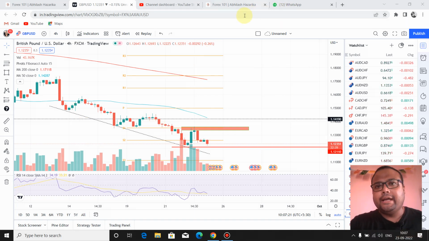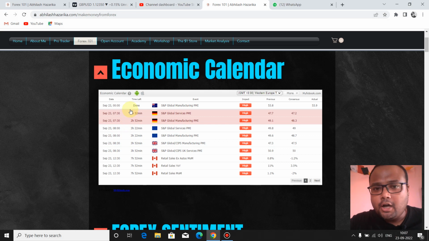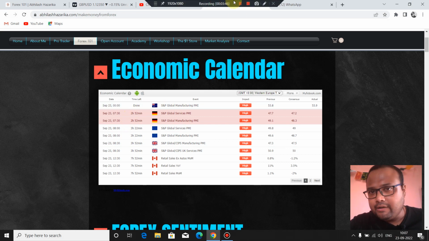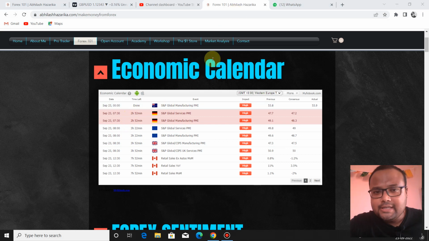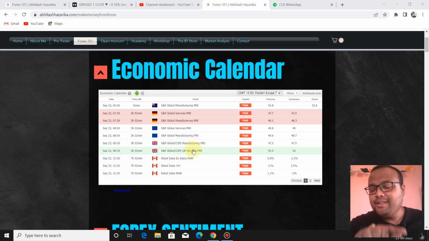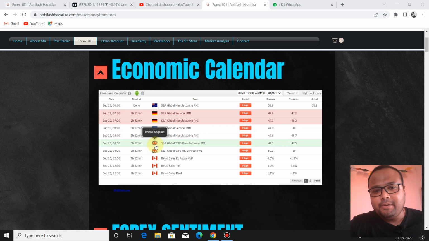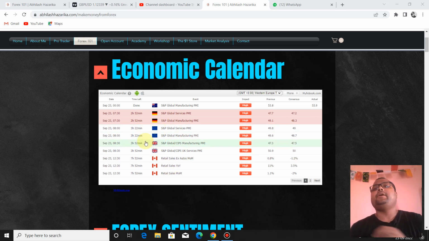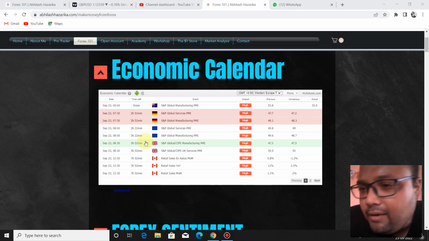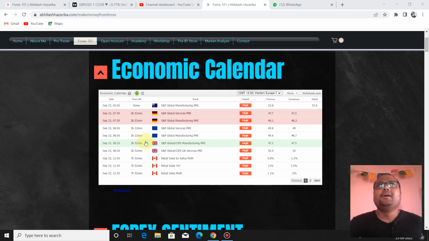And one more thing I would like to add here is, if you go to the economic calendar, you will see that today we do not have any USD news. Dollar is resting today, but we have got news on euro, we have got news on GBP, and we have got news on CAD. So these three currencies may show some volatility. It means that the volatility can last for at least 1 or 2 hours.